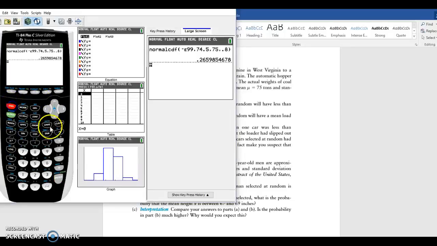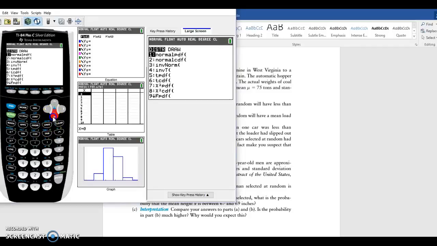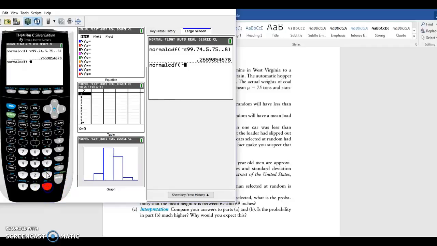Same thing, normal CDF. I'm going to do the same thing from negative E99, comma, 74.5, comma, mean of 75. But this time, the standard deviation is going to be our original standard deviation of 0.8 divided by the square root of the sample size. So it's 0.8 divided by the square root of 20. I think that does it. Yeah, now look at that. I would only have 0.002, so 0.2%, right? Very small, less than 1%.